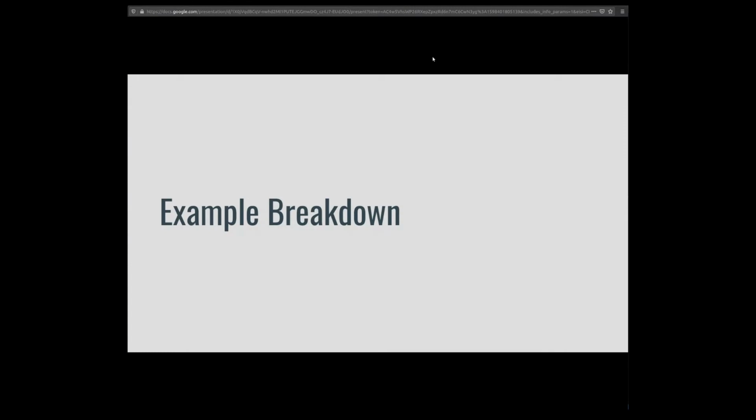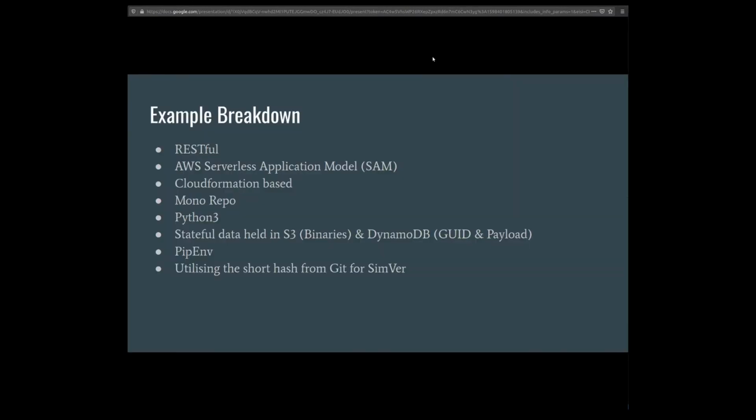Let's break down our example. So first off, we're building a RESTful API. We're using AWS SAM to do our build, deploy, and packaging. Thus, the example will be CloudFormation based. We've built the example in Python 3 in a mono repo, and the demo is going to talk to S3 and Dynamo for its stateful data. We're of course using the git hash as a simple version of semantic versioning within the environment.